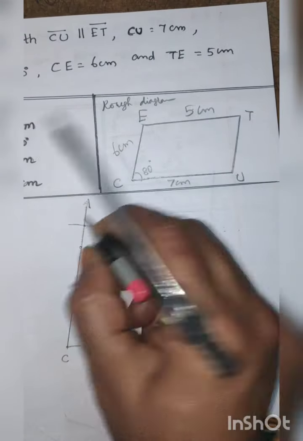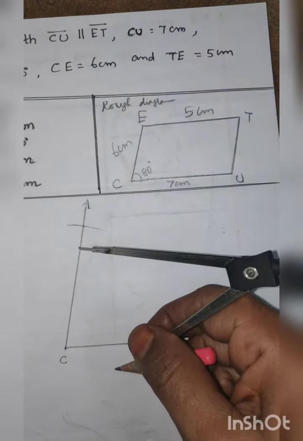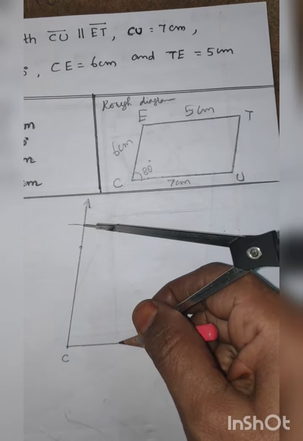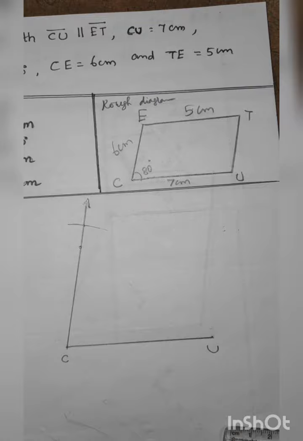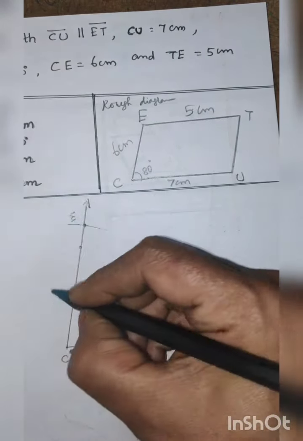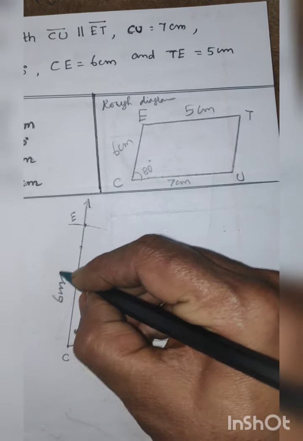Now the cutting point only. The 80 degree was already marked, not that point. Now cut 6 centimeter. Cut the arc; what is the point? That point is E point. Here you write 6 centimeter.